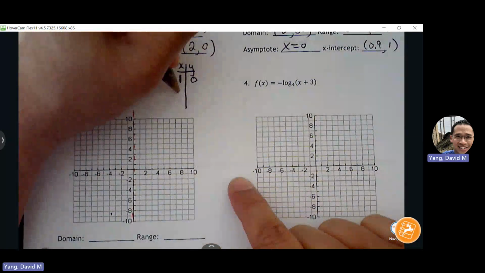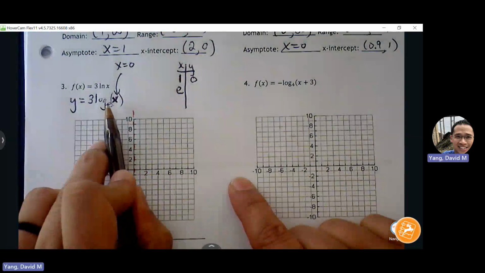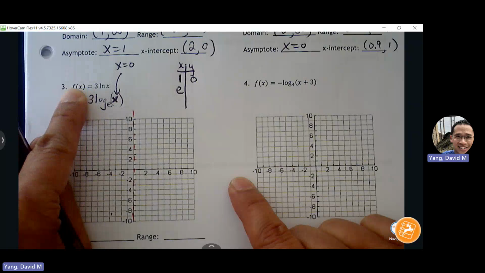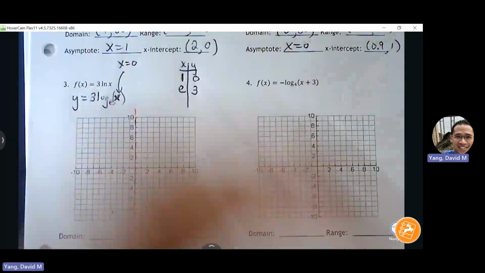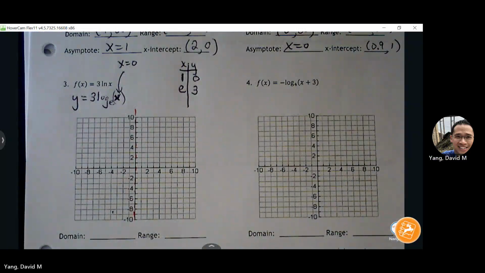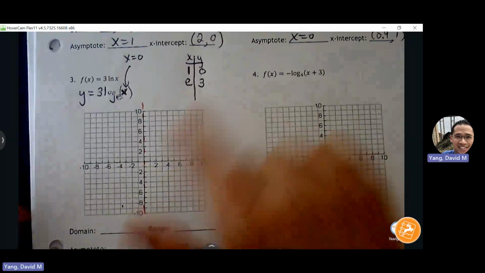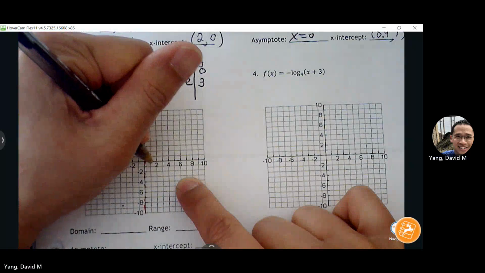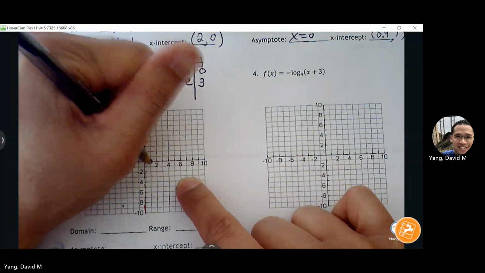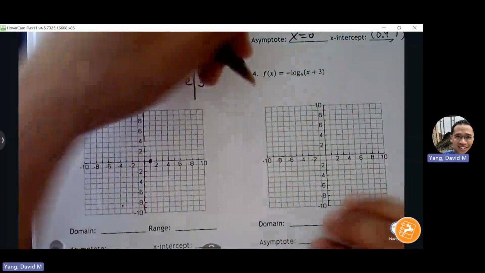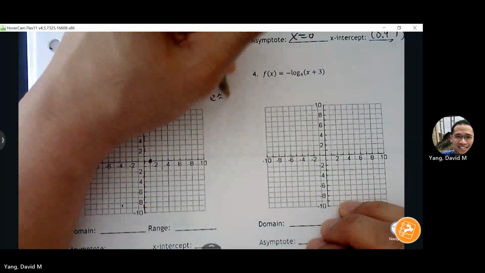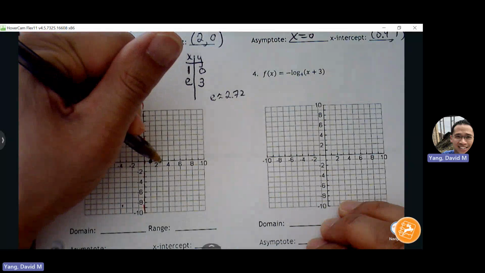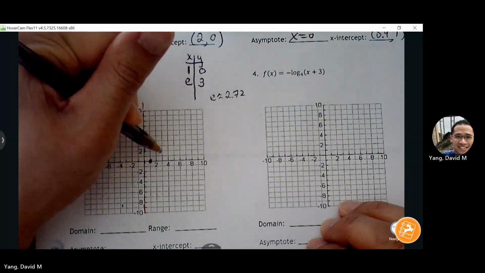E, right? So log base e of e is 1, and then 1 times 3 is 3. E comma 3. I have my vertical asymptote showing here. 1, 0. And then e, 3. Remember, e is around 2.7. So go a little past 2.5 and then go up 3.